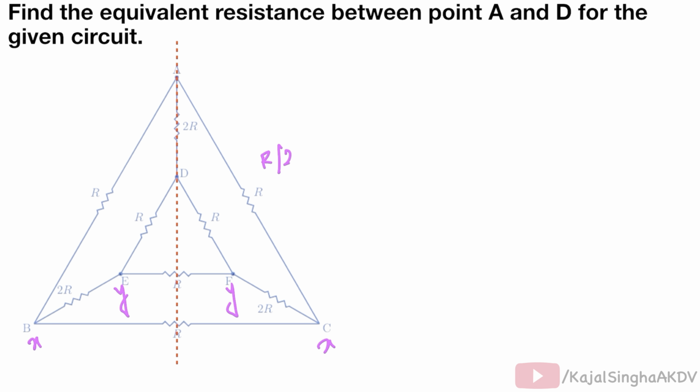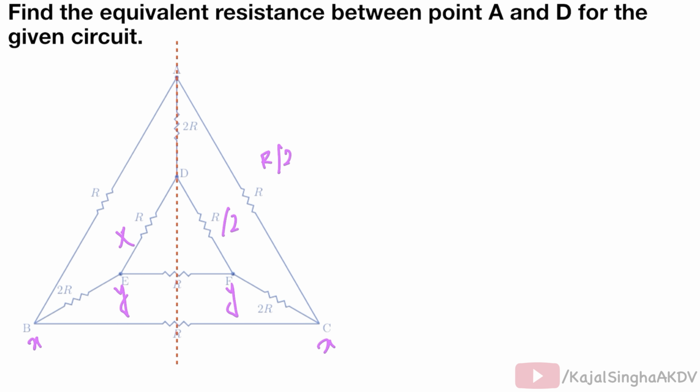Similar is the case for the resistors connected between point D and E and point D and F. Both resistors have equal potential difference between their ends. So these two resistors can also be treated as a parallel combination, and we can ignore one resistor and make the other R by 2, since the effective resistance of a parallel combination of two resistors each of value R gives R by 2.